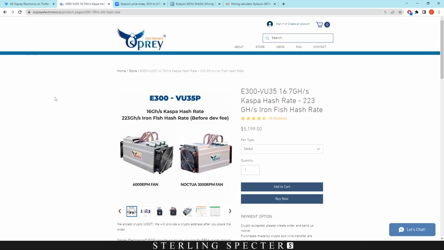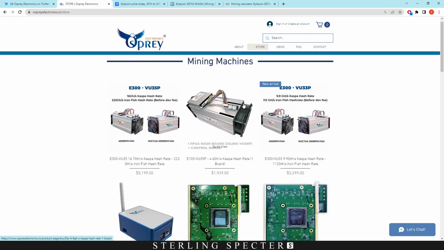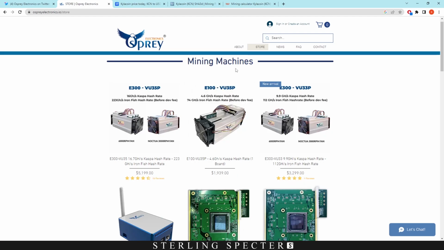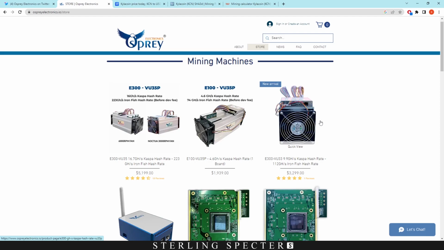Now, the FPGA in question is the VU35P from the Osprey Electronics. Now, this is only for the E300. They do have other options for these Osprey Electronics, as you can see here. There's an E100, which is basically one hash board in there instead of three with the E300. And then there's actually a new version of the E300, which is the VU33P.